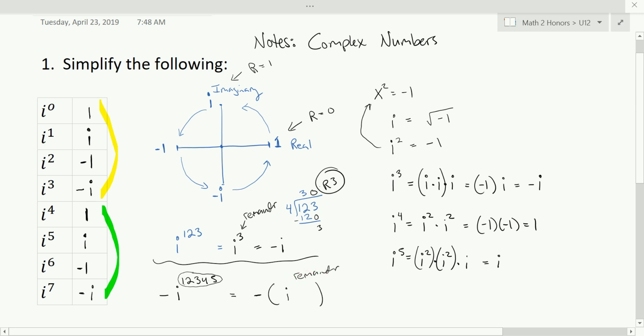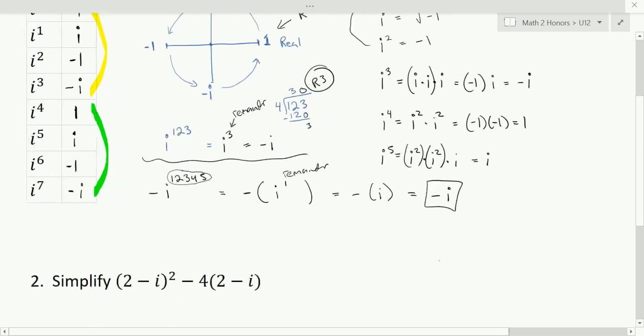And so when you divide 12,345 by 4, what's our remainder? We get a remainder of 1. Okay, so if the remainder is 1, then i to the 1 is i. And so we end up with a negative times i. So the answer is negative i. Okay.